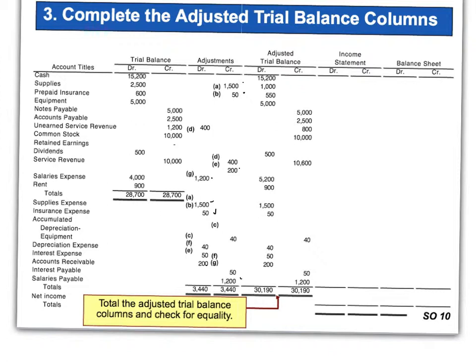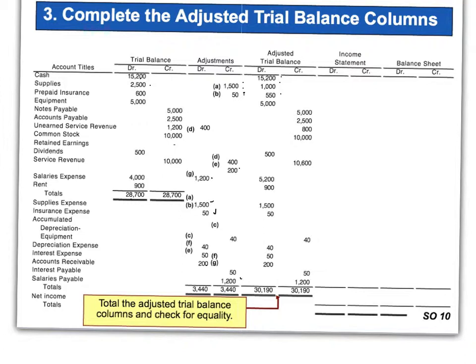Now we put the two together. Now it doesn't mean that we add 344 to the 2,800. No, we simply put them together. Cash was a debit balance in the trial balance, no adjustments, so it's a debit in the adjusted trial balance. Supplies was $2,500 in the trial balance. There's a $1,500 credit against that, therefore they would have a debit balance of $1,000. Prepaid insurance was $600 debit balance. We have a credit against that, therefore it would have a debit balance of $550.